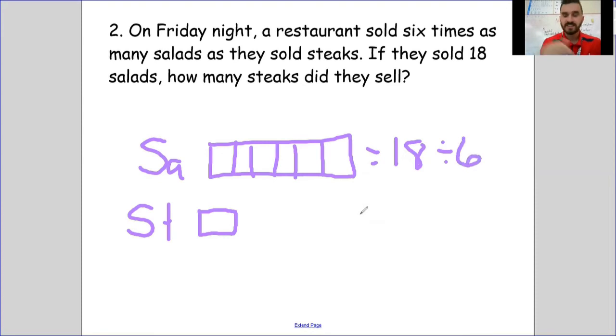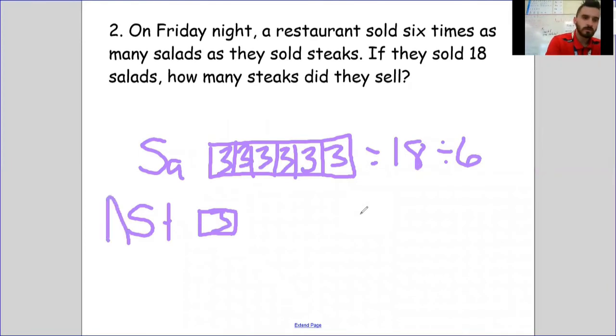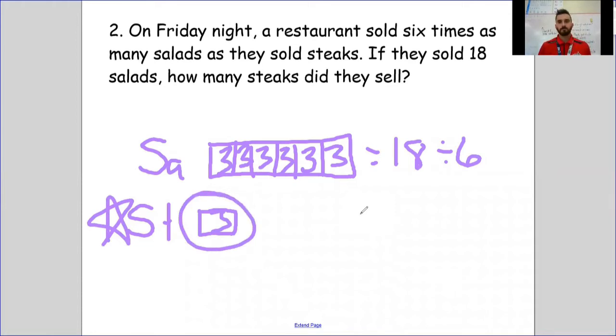So I'm going to divide that 18 by 6. And if you know your facts, you can do that pretty quick. You know that there's going to be 3 salads in each of those boxes. And if there's 3 in the boxes up top, you're going to have 3 in the steak box. I forgot my star. The question asked, how many steaks did they sell? And if I'm looking at my picture, that one would be 3.